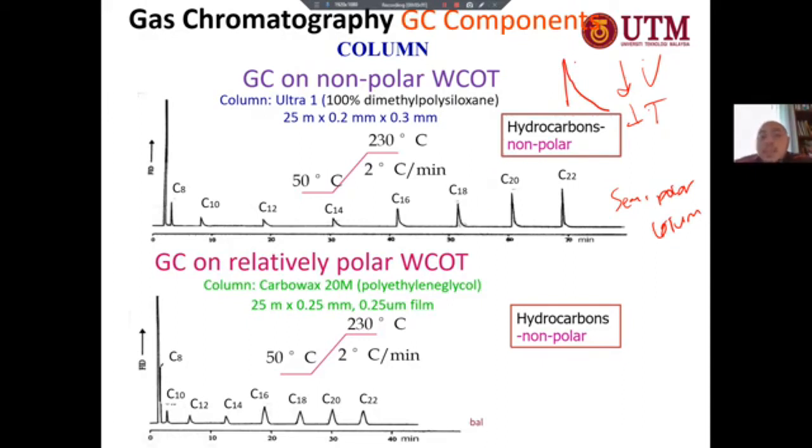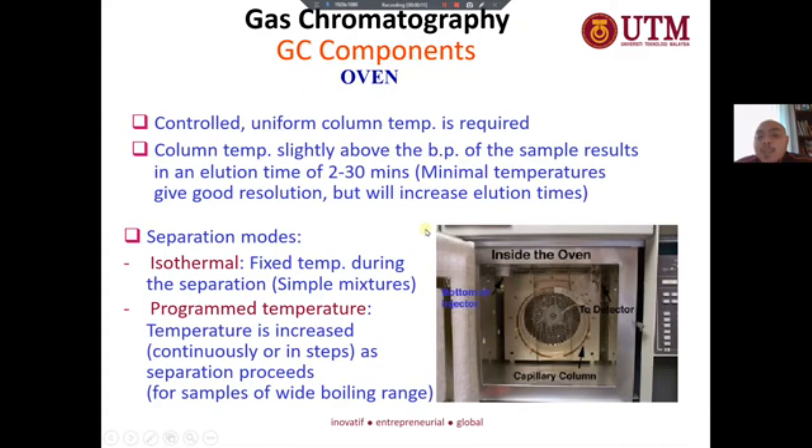So we have done the column. First of all, we did the injector and carrier gas, and then the column. Now let's proceed with the oven. The oven is where you can control or keep uniform the column temperature when required. Column temperature slightly above the boiling point of the sample results in an elution time of 2 to 30 minutes. Minimal temperature gives good resolution but will increase elution time.